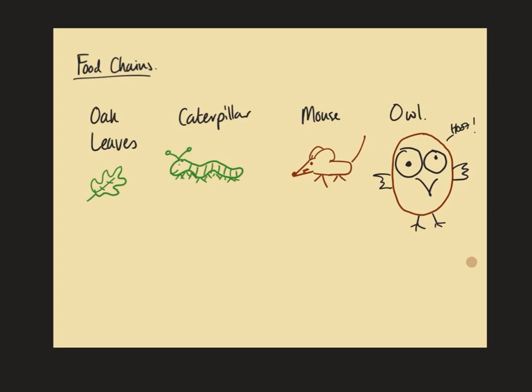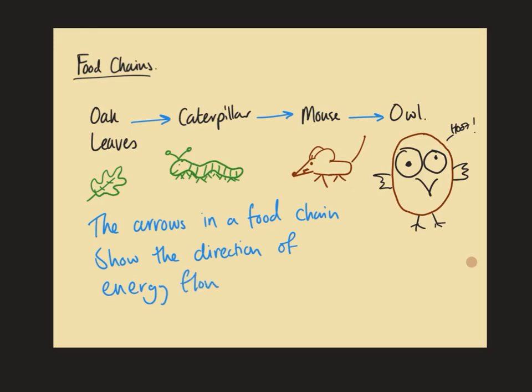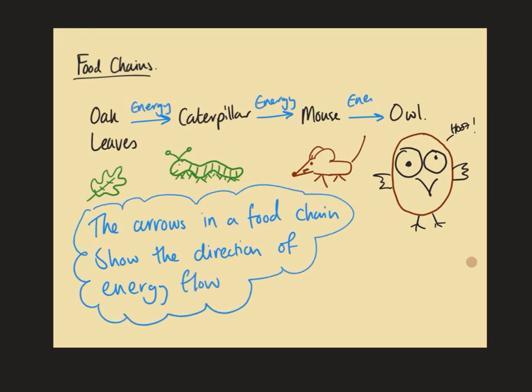To connect those together, I can draw in some arrows. Now, what these arrows tell us is not about who is eating who, it's about the direction that the energy flows in a food chain. So, for example, the energy that is stored in that leaf gets passed on to the caterpillar when the leaf has been eaten. And the energy from the caterpillar is passed on to the mouse once the caterpillar has been eaten. And that's what the arrow shows. So it's not about who eats who, it's how the energy is transferred through a food chain. So if you see a single line of animals with some arrows in between, that is a food chain.